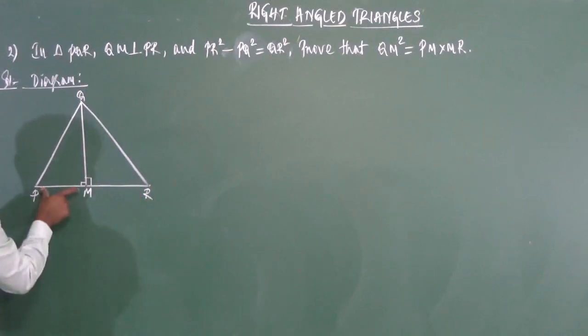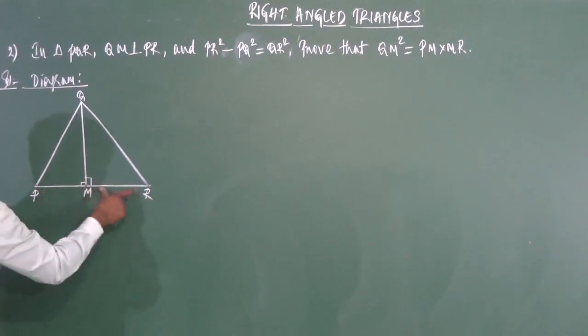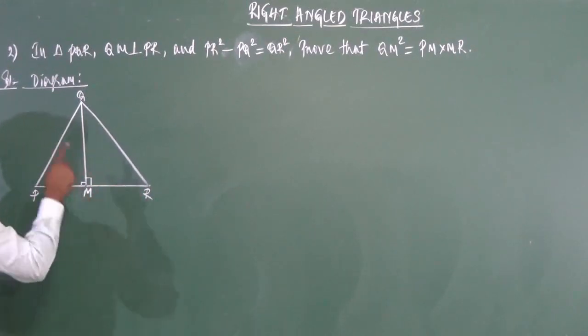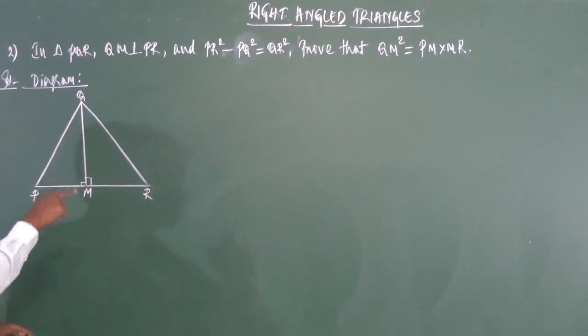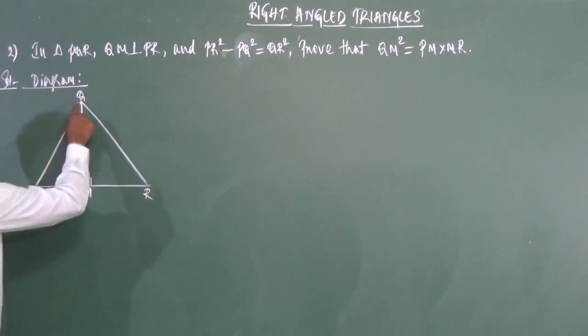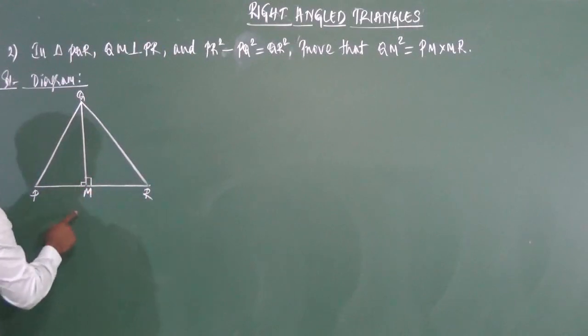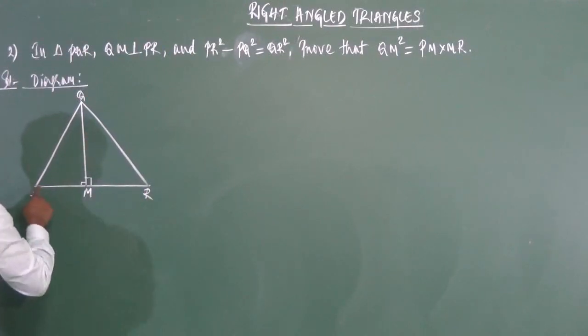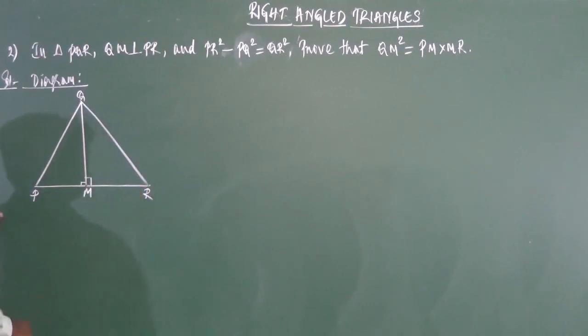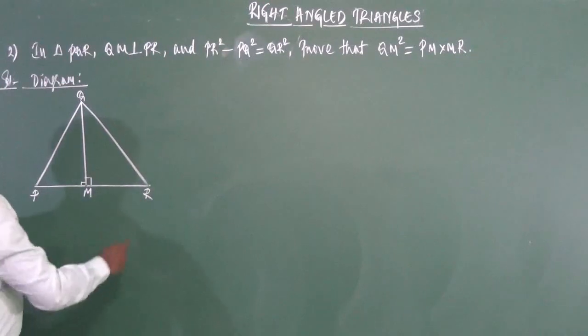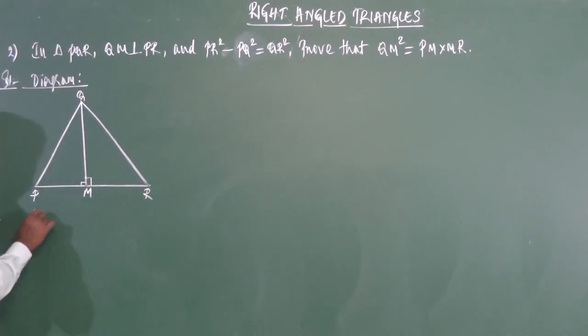That is, if you make PM as the length and MR as the breadth, then the rectangle what you get. So the square on QM is equal to the area of the rectangle which is obtained by making PM as the length and MR as the breadth. So that is what we have to prove here. Okay, let us get into the data. We have to practice the problems.